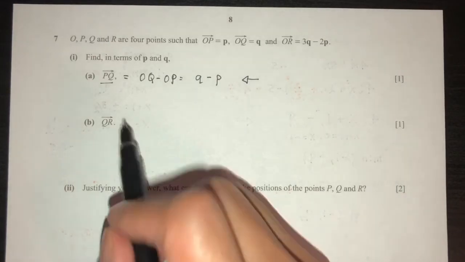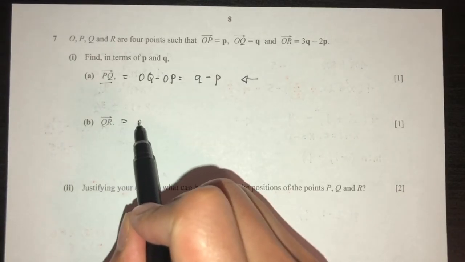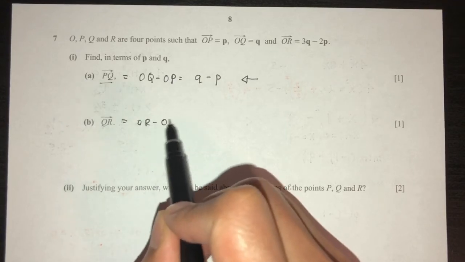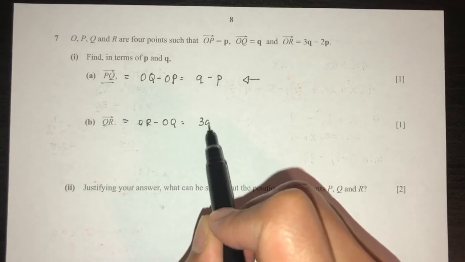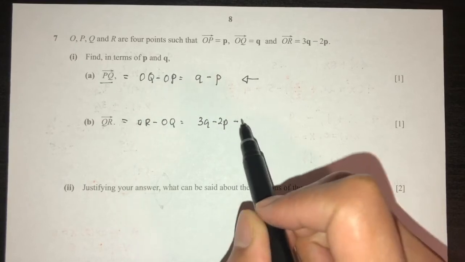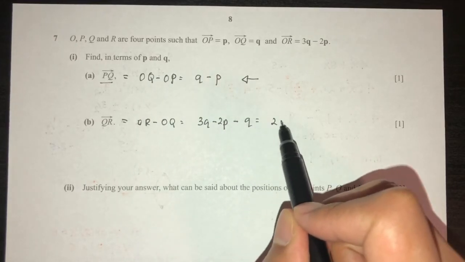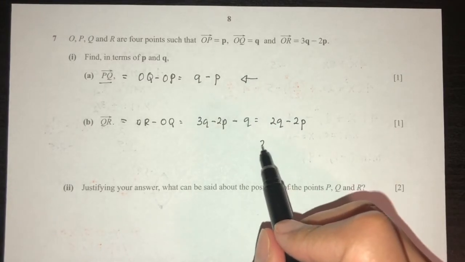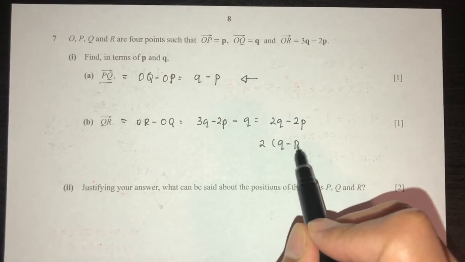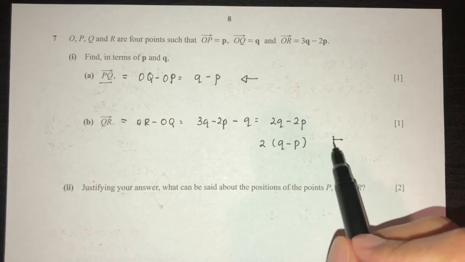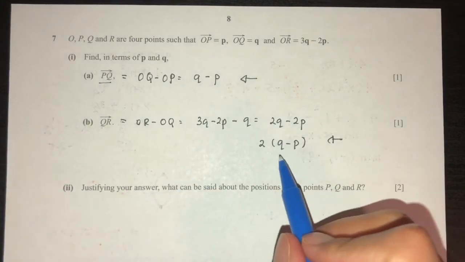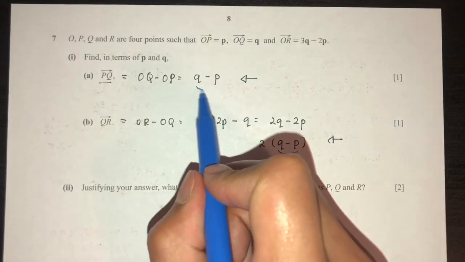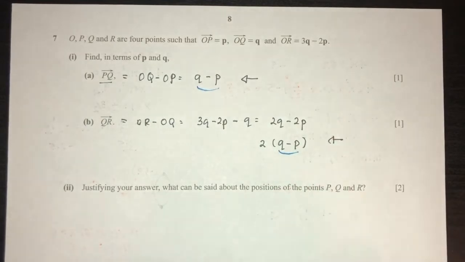Now for part B, we have to find QR. So how do you find QR? QR is OR minus OQ. OR is 3Q minus 2P minus OQ is Q. That should be 2Q minus 2P. Now if you observe, if you factorize the 2 outside, you will have Q minus P. And as you can see, this one inside, they have the same direction. I bet in the next question they are going to ask you about this.